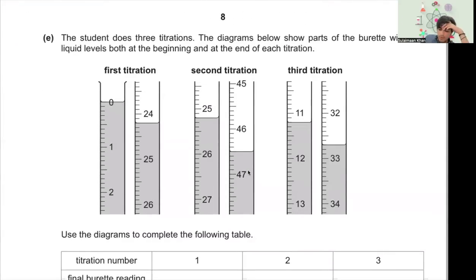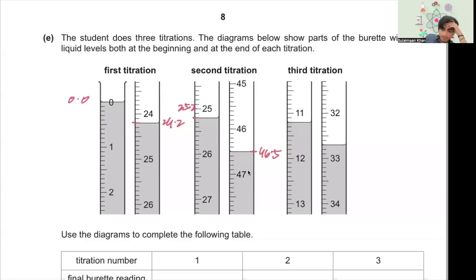The diagrams below show parts of the burette with liquid levels both at the beginning and at the end of each titration. So at the beginning, you have 0.0. And that's 24, 24.1, 24.2. So the final one for the first titration is 24.2. It's literally just reading it. And then that's 25, 25.1, 25.2. That's the start, and then the ending is 46, 46.1, 2, 3, 4, 5. That's 46.5.